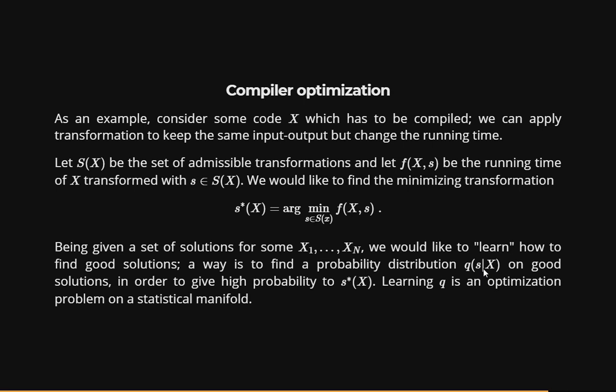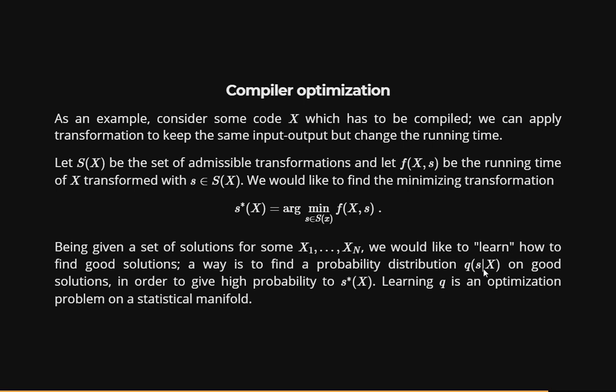Now, an interesting thing. You could think about this. You are given a set of solutions for some pieces of code. You have the x1, x2, xn pieces of code, and you know s1 star, s2 star, sn star.